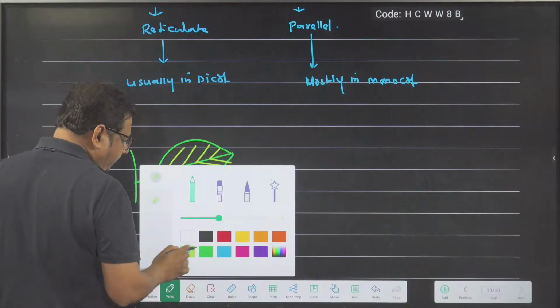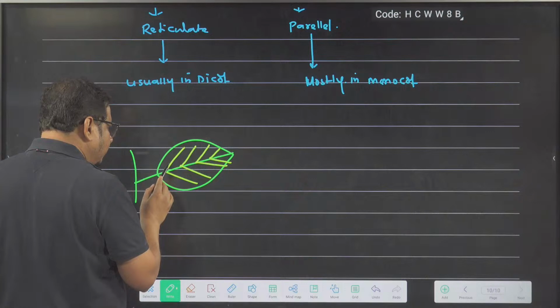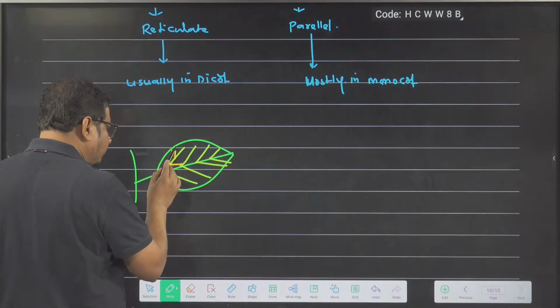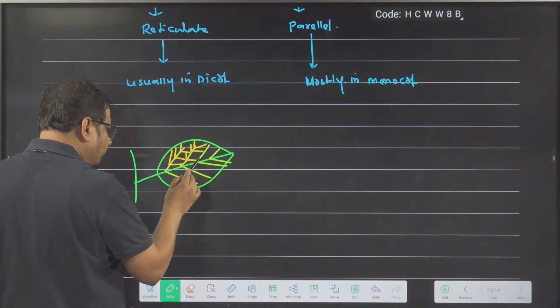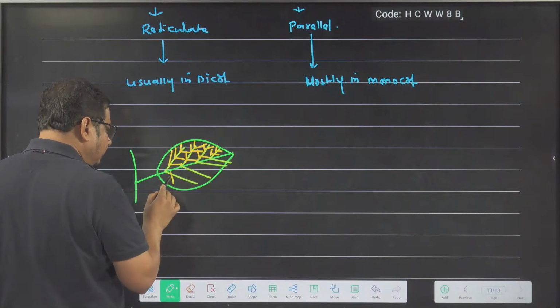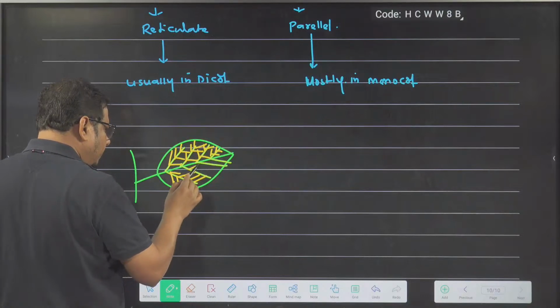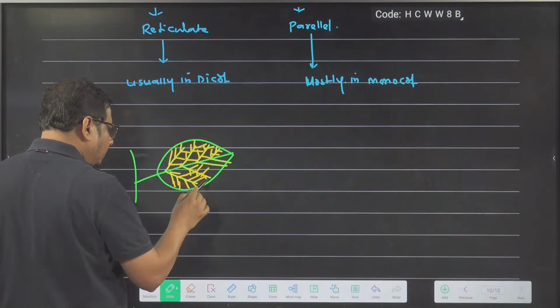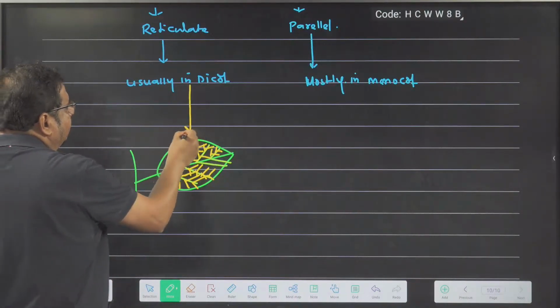Now from veins I am changing the color so you can understand it better. From veins which are arising, veinlets are arising. It is like this, veinlets are arising. From veins which are arising, veinlets are arising here also. Here also. So such kind of condition we are finding in which one? Reticulate venation.